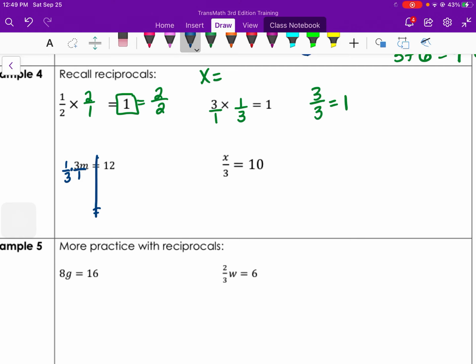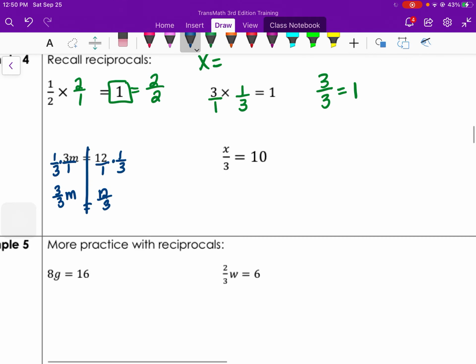Make a little room here. And then don't forget, whatever you do on the left side, you have to do on the right side as well. So I'm going to take 12 over 1, and I'm going to multiply that by 1/3 as well. So on the left side, 1/3 times 3 over 1 is going to be 3 over 3m. And then on the right side, I'm going to get 12 times 1 is 12 over 1 times 3 is 3. And then I'm going to reduce this.